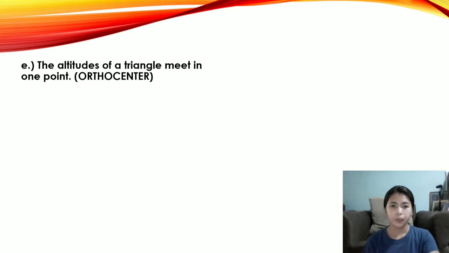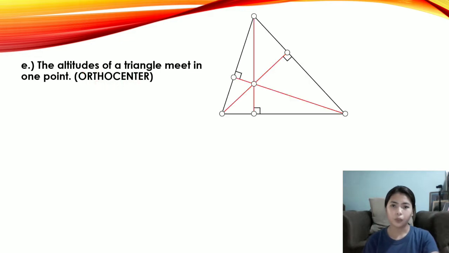Letter E. The altitudes of a triangle meet in one point or the orthocenter. So the altitude of a triangle is a perpendicular line that is drawn from the vertex to the opposite side. So this vertex and this is the opposite side, and this vertex and its opposite side, and this vertex and its opposite side. So since there are three sides in a triangle, three altitudes can be drawn on it.